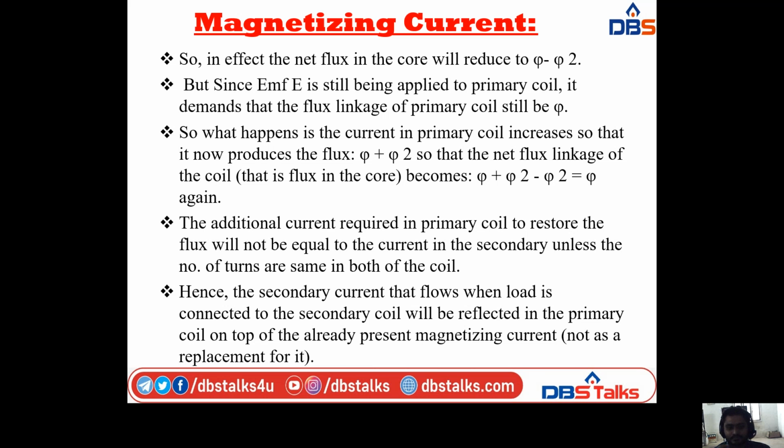So the additional current required in the primary coil to restore the flux will not be equal to the current in the secondary unless the number of turns is the same in both of the coils. Hence, the secondary current that flows when the load is connected to the secondary coil will be reflected in the primary coil on top of the already present magnetizing current, not as a replacement for it.